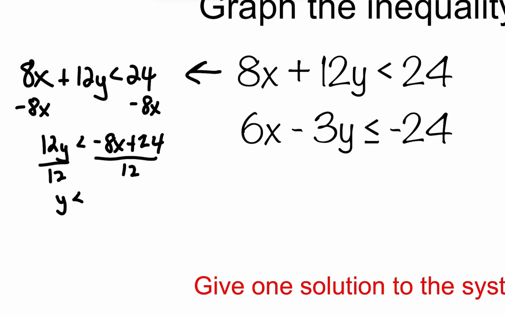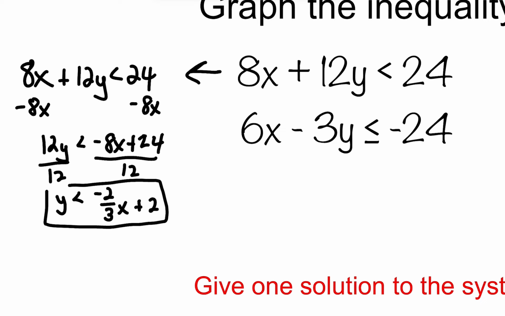8 and 12 are both divisible by 4, so I'm going to reduce that. That's going to be -2/3 x. And 24 divided by 12 is 2. So that's going to be the first inequality I'm going to graph. And then let's solve this one.